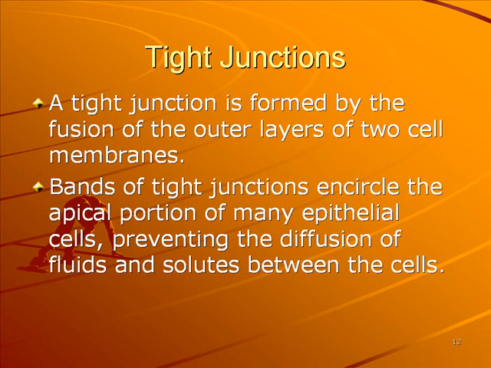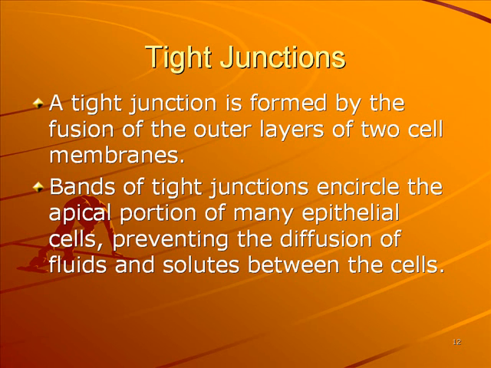Bands of tight junctions encircle the apical portion of many cells, preventing diffusion of fluids and solids between cells. Cells stick together. That's why when we pour water on our hand, it spills off onto the floor. It doesn't get into our body. Now, if you're soaking in water for prolonged periods of time, there is some exchange through the cell membrane over time. But basically, our skin cells are stuck together. When you suntan and then you peel days afterwards, your cells come off in sheets. They don't come off as each individual cell.